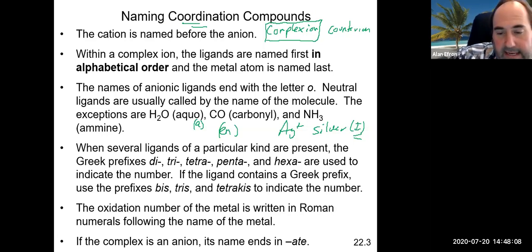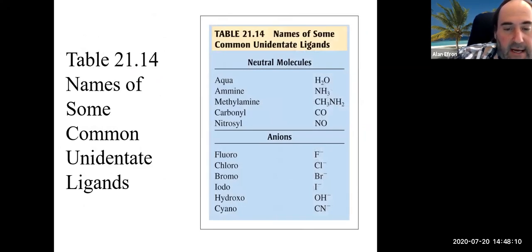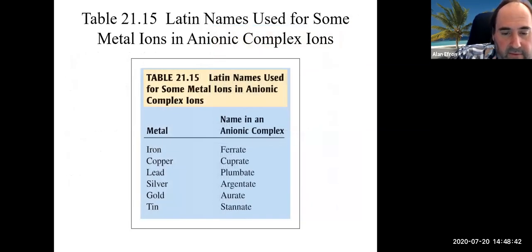So let's look at some tables here of some of these things. Here's a table, I think from your book as well, of some of these ligands and some of the names. These are monodentate, so water you can see is aqua, then amine, methylamine, carbonyl, nitrile. Our halogens are named very much like in organic chemistry. So fluorine is fluoro, chloro, bromo, iodo. Hydroxide becomes hydroxo. Cyanide becomes cyano in terms of how you would use it if you were doing some naming.